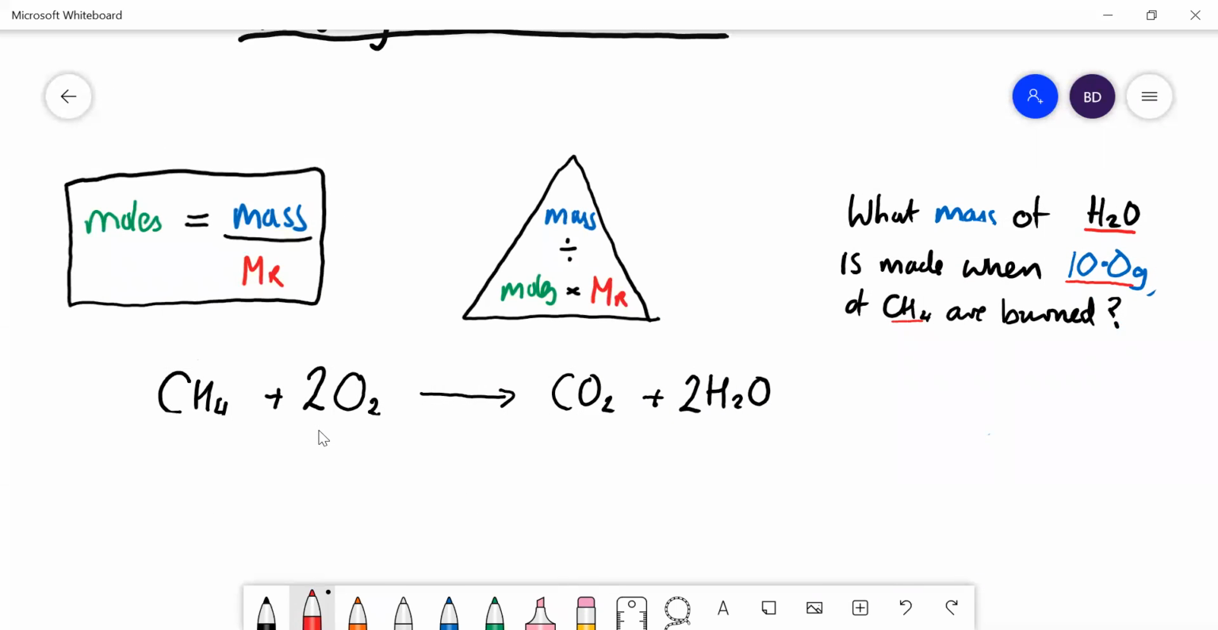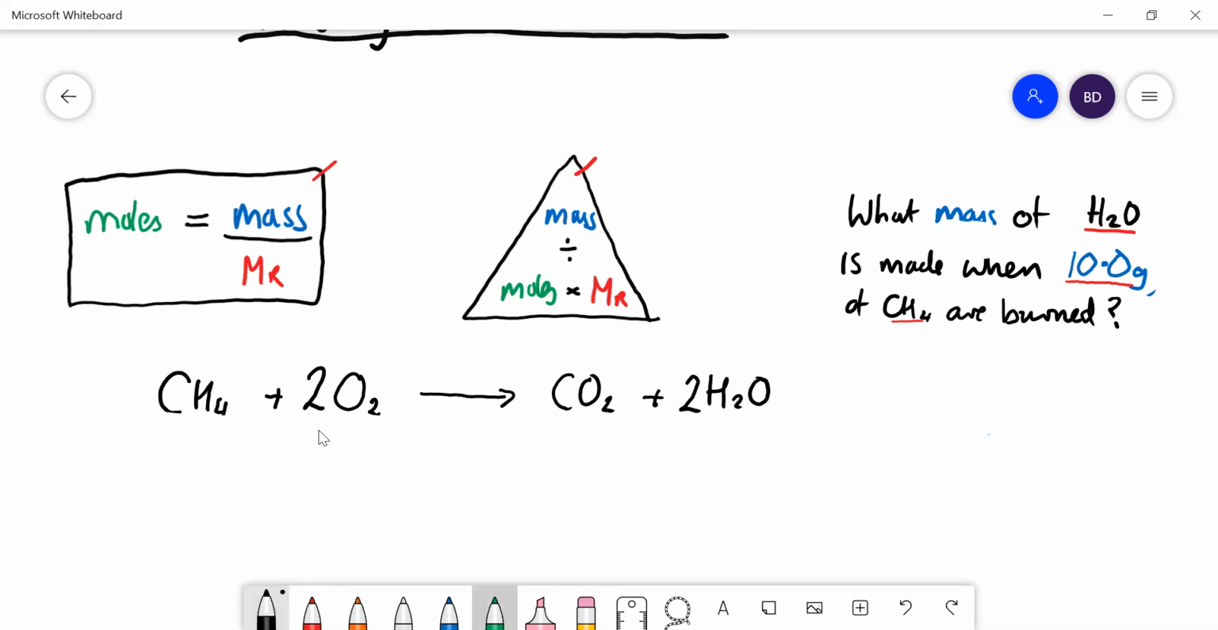And we're going to use this formula here. Moles is equal to mass over Mr, or you can have it as the triangle there. And you've got to be able to rearrange that equation so you can interchange mass with moles. Okay, so what is this equation showing us?